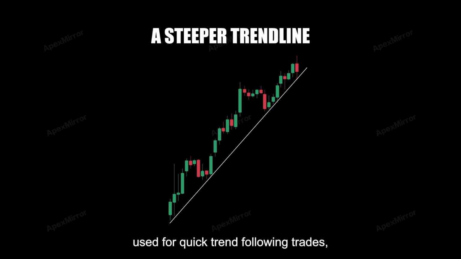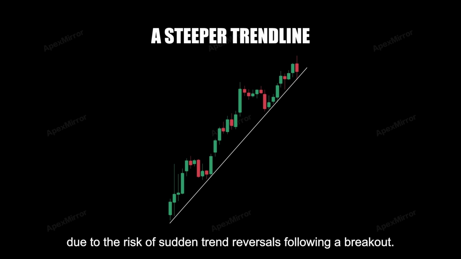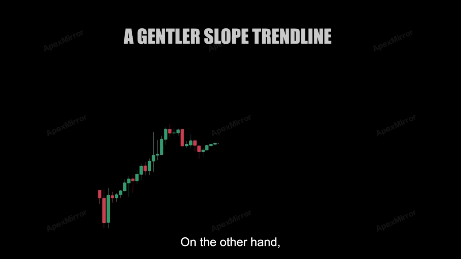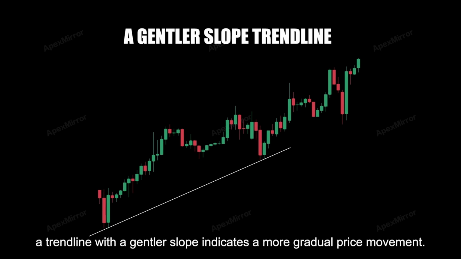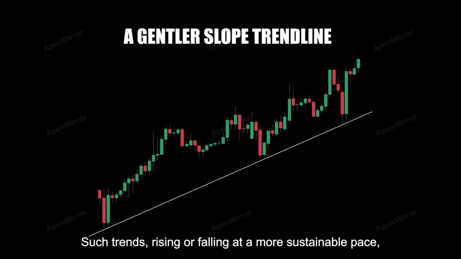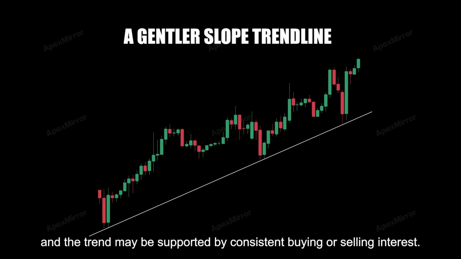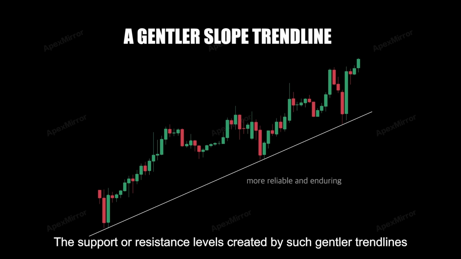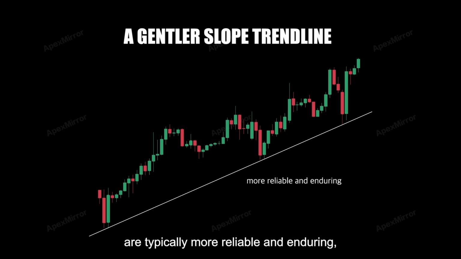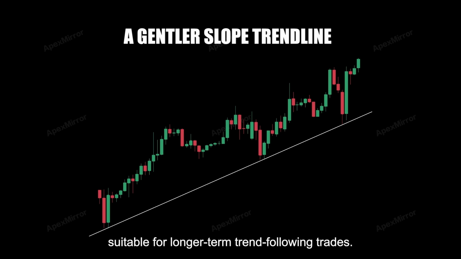These levels are often used for quick trend-following trades, but caution is advised due to the risk of sudden trend reversals following a breakout. On the other hand, a trend line with a gentler slope indicates a more gradual price movement. Such trends, rising or falling at a more sustainable pace, might suggest a more enduring trend. With a gentler slope, the market is less likely to be overextended, and the trend may be supported by consistent buying or selling interest. The support or resistance levels created by such gentler trend lines are typically more reliable and enduring, suitable for longer-term trend-following trades.